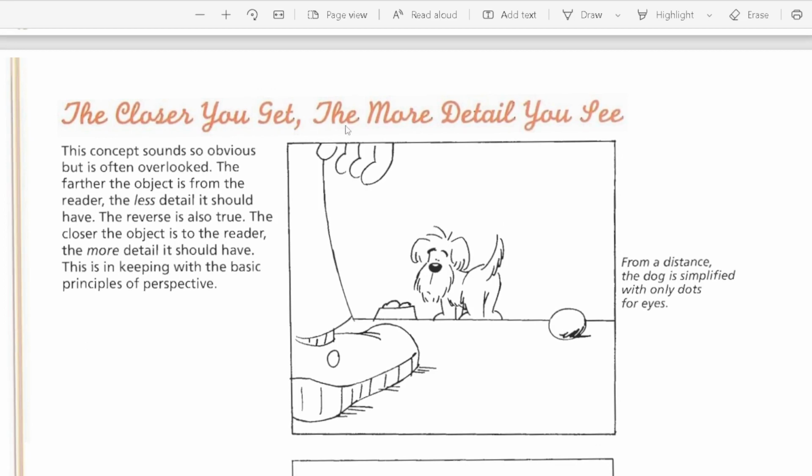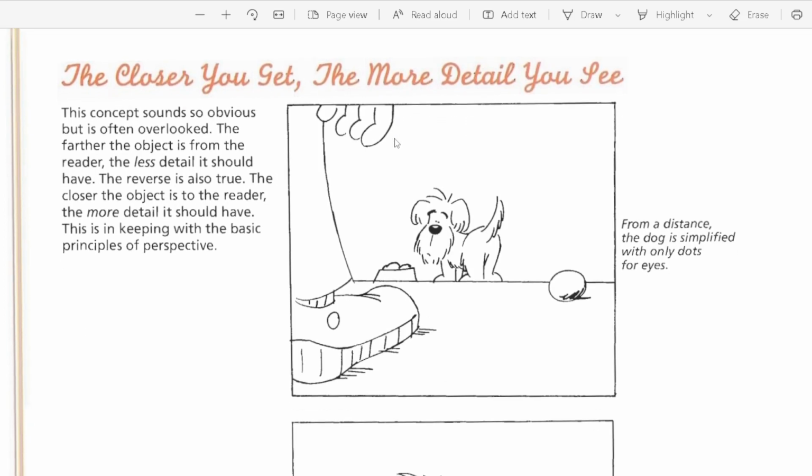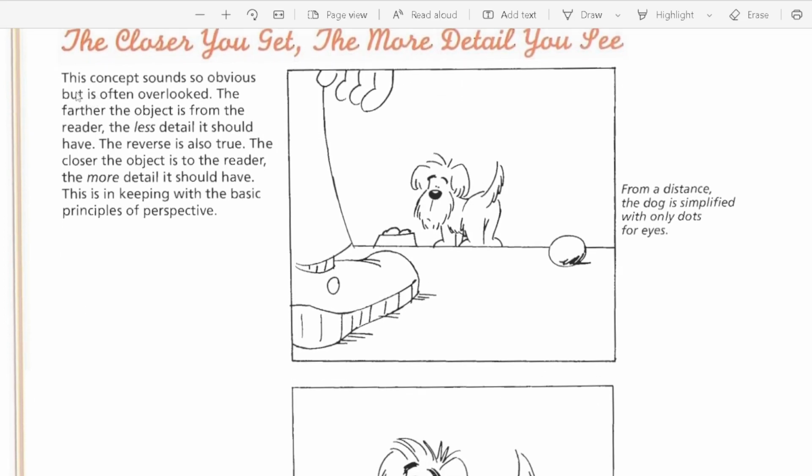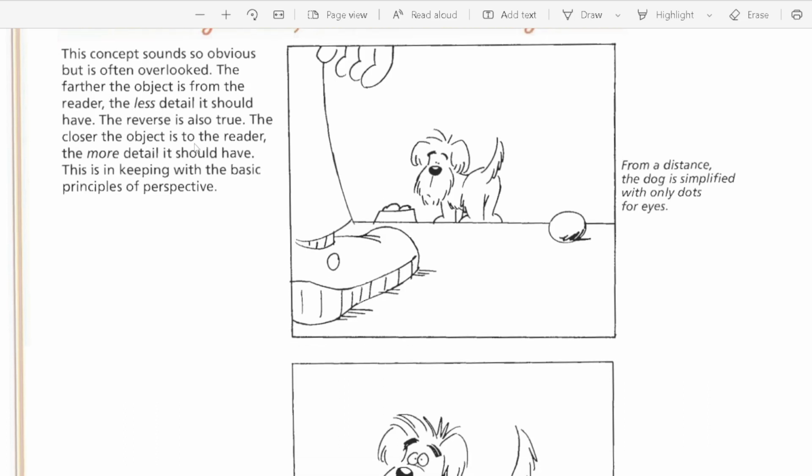The closer the object, the more detail you see. This concept sounds so obvious, but it is often overlooked. The farther the object is from the reader, the less detail it should have. The reverse is also true. The closer the object is to the reader, the more detail it should have. This is in keeping with the basic principles of perspective.